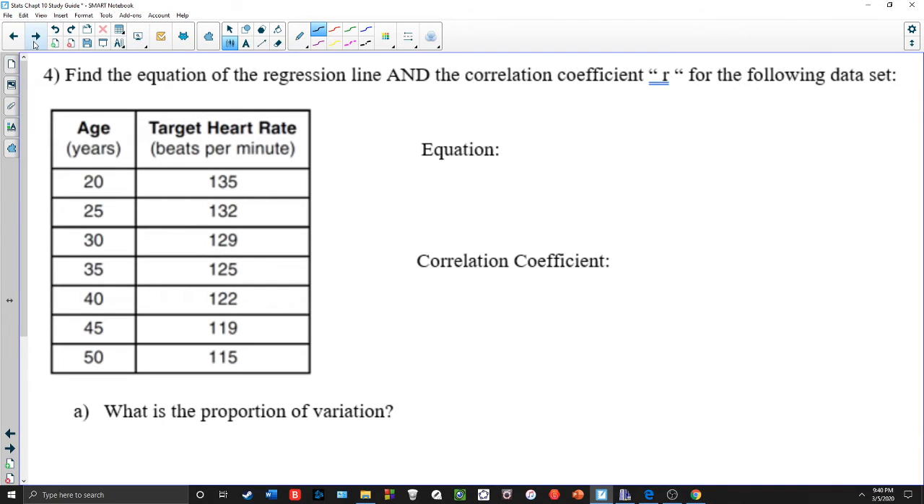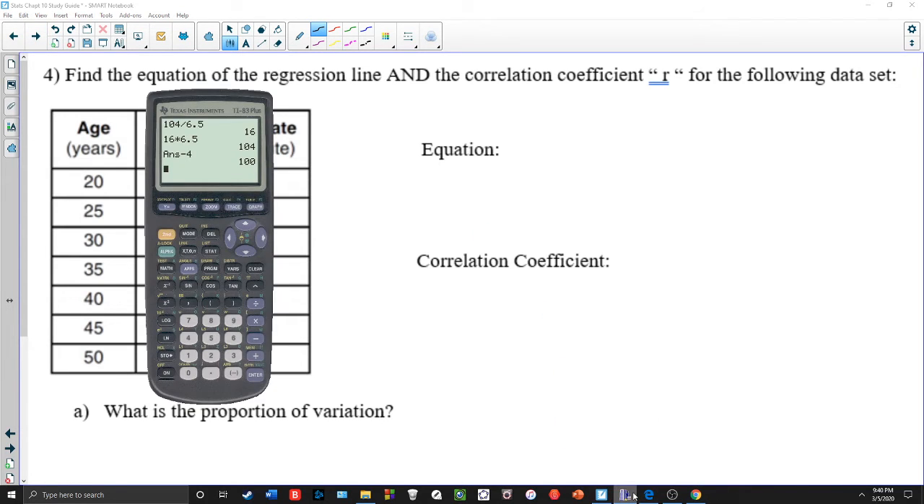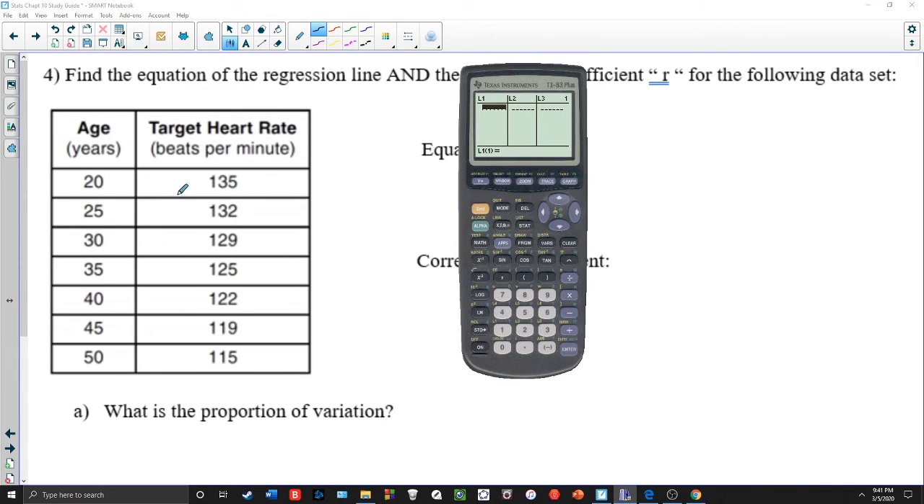Next one here was where we get the meat of the stuff. So it says, okay, you have a list here. Find the equation, the correlation coefficient, proportion of variation, all that good stuff. So let's type this in here. Let's make sure we enter our numbers into our lists correctly. So we go edit lists, and let's enter this in here. We'll do the age as X and the heart rate as Y.